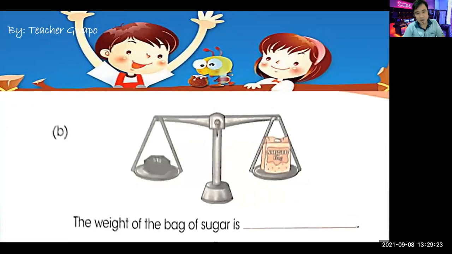Letter B. The weight of the bag of sugar is how many kilograms? It's 5 kilograms. This one is very easy. You will just look at the object here on the left side. So you can see here 5 kg. Kg means kilograms. Next, letter C.